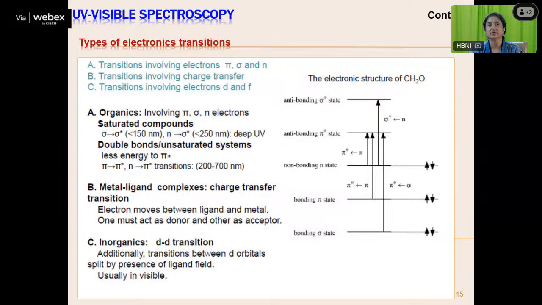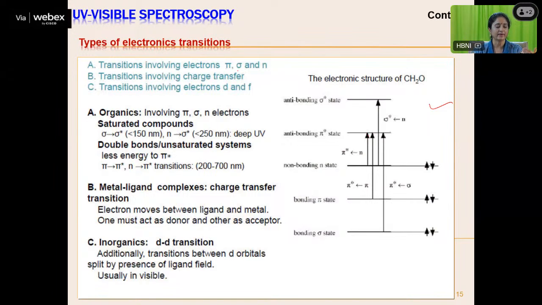Now let us see that when a molecule is subjected to UV visible radiation, you get an absorbance peak, or some absorption spectra. This is because there are transitions between pi, sigma, and n. This is a typical transition for the formaldehyde molecule. You can see there can be a transition from n to pi star, or pi to pi star, or from sigma to pi star, and all these types of transitions can be there.